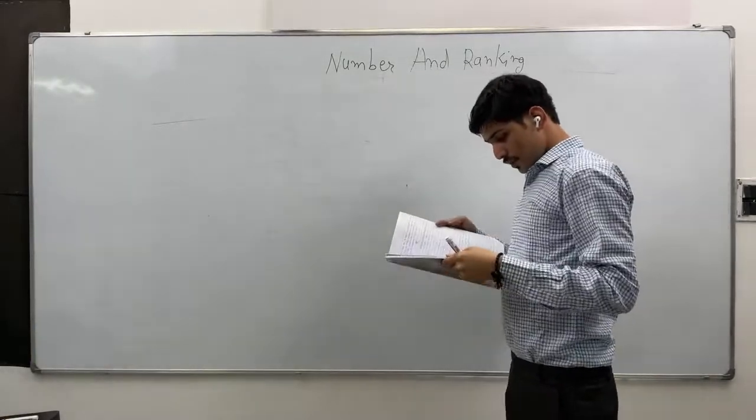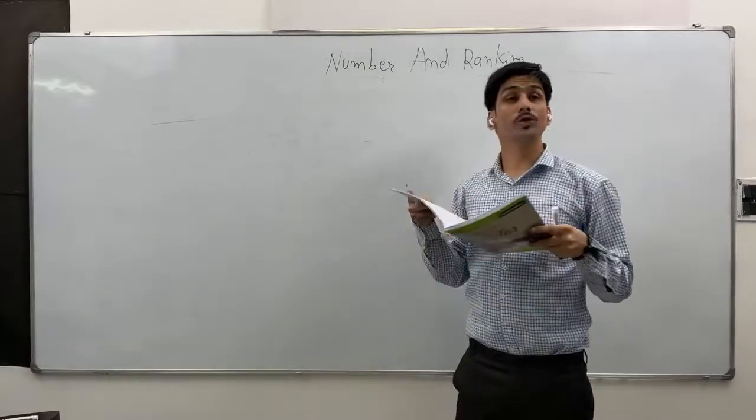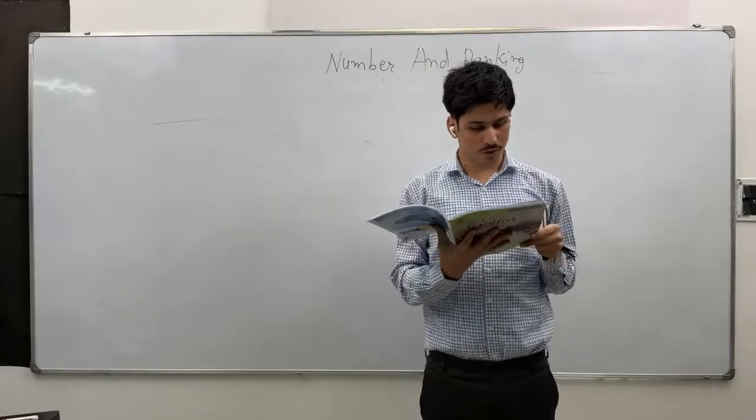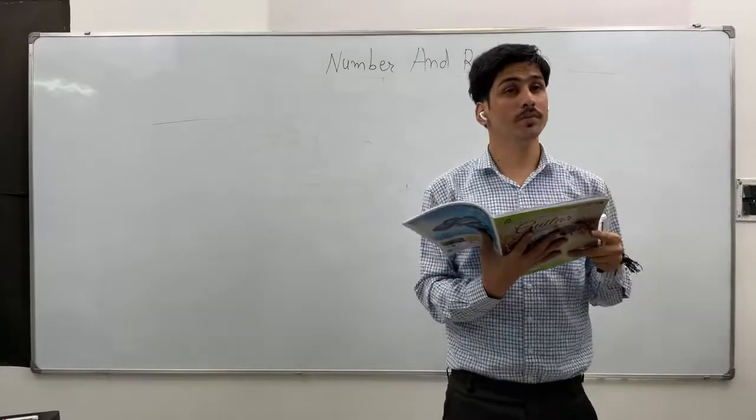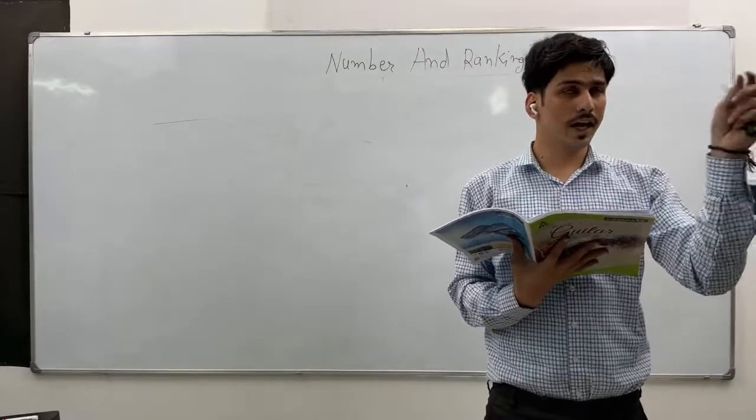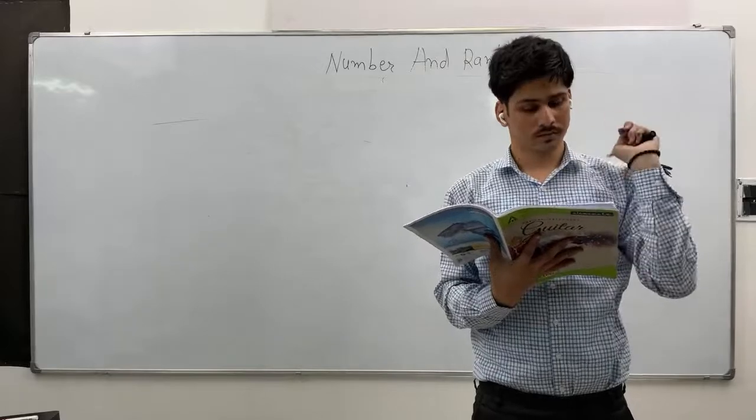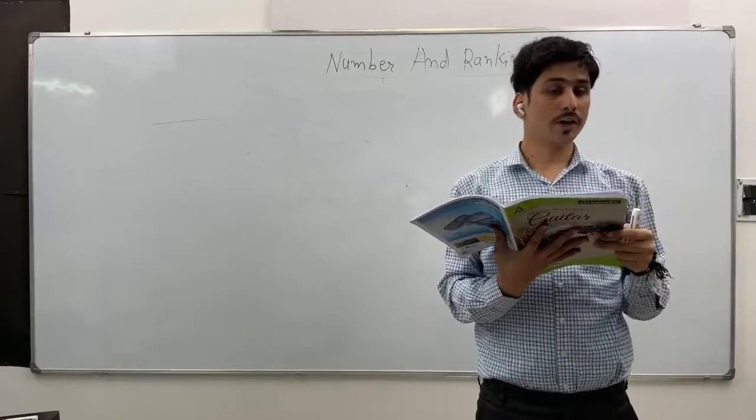So let's say A is 5 rank ahead of B. You write the question, I'll give the instruction, you try to solve it. A is 5 rank ahead of B. It means that if the rank of A is x, then what is the rank of B? X minus 5. Are you getting my point?